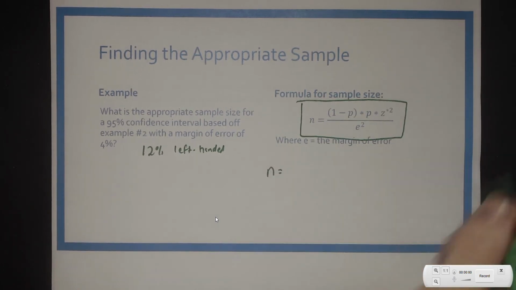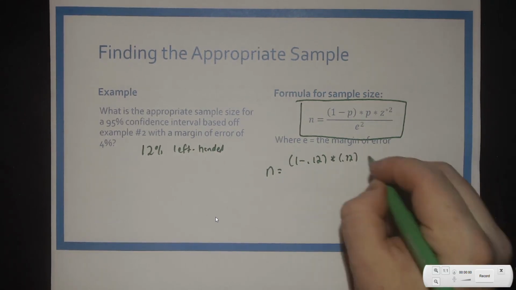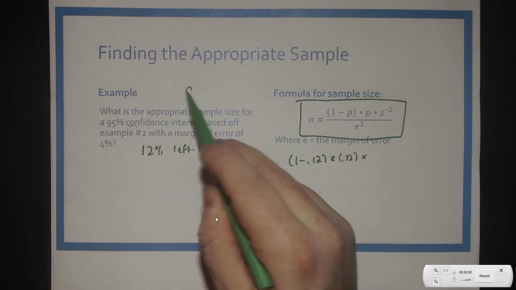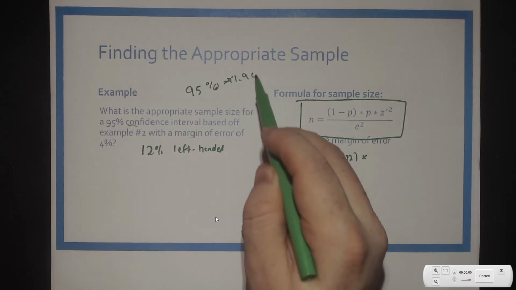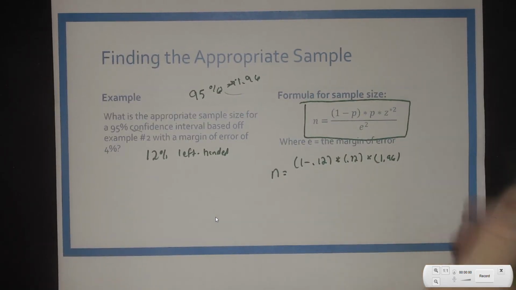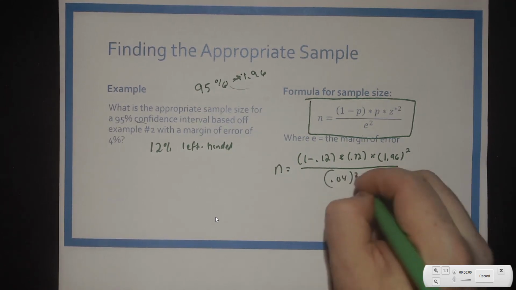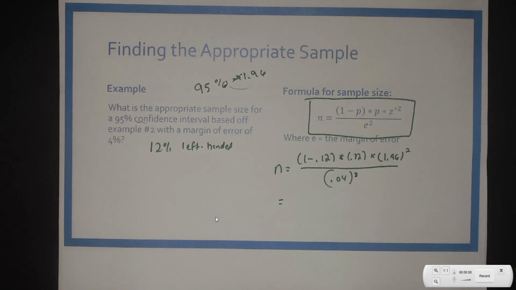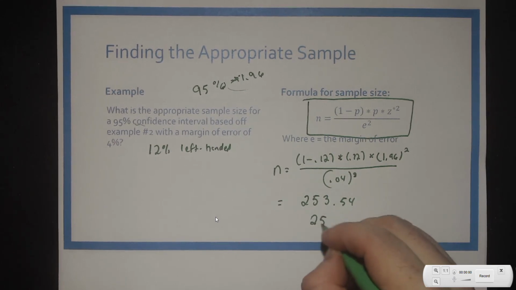So to figure this out, I'm just going to do n equals 1 minus 0.12 times 0.12 times z-critical squared. Now 95%, I'm not going to go back and figure this one out. I have it memorized, and you probably should too. A couple of these ones I use frequently, you should memorize it. It's 1.96 squared divided by the margin of error squared, which is 4%, which is 0.04 whole squared. Okay, so if I do the quick math real fast, that gives me about 253.54, which I'll round up since we want whole people here to 254.